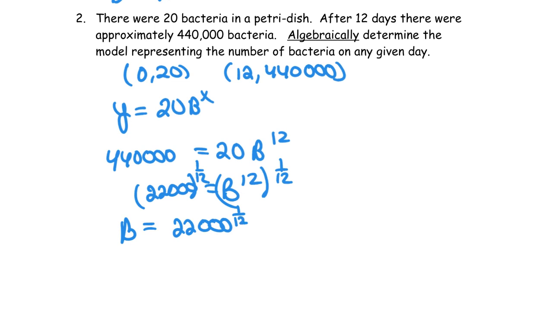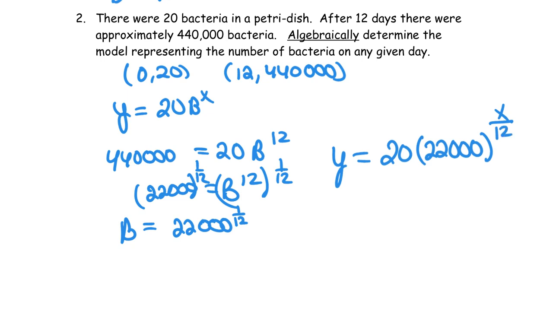Okay, can we simplify that anymore? Probably. So we're going to leave it like that then. So we got 20 times 22,000 to the x over 12. That means every 12 days, you're going to multiply by 22,000. We okay with that?